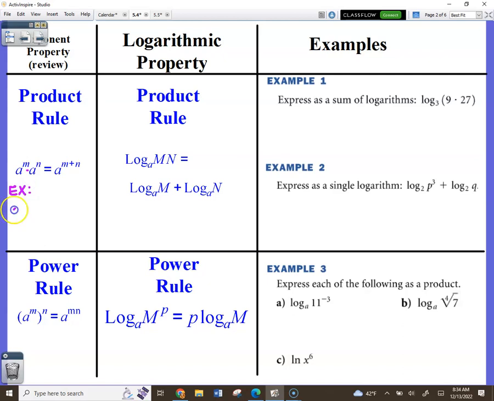if I had, say, 2 cubed times 2 squared, if I wanted to condense that, I would write 2 to the 5th power. And if you forget that, you would just think to yourself, well, there's three of them here, there's two of them there, so how many are there total? There's five total. So you just add it, right? Okay, well, with logs, it's very similar.